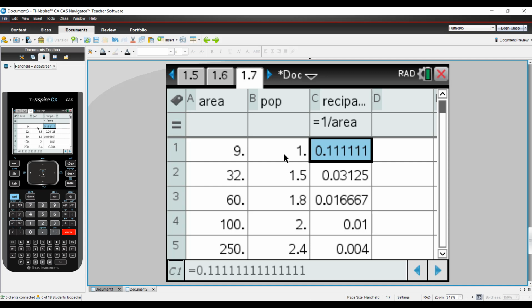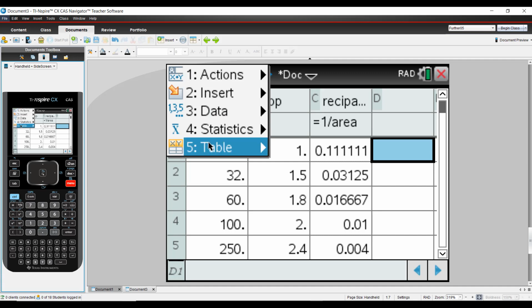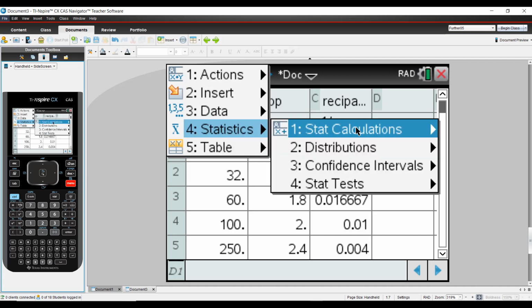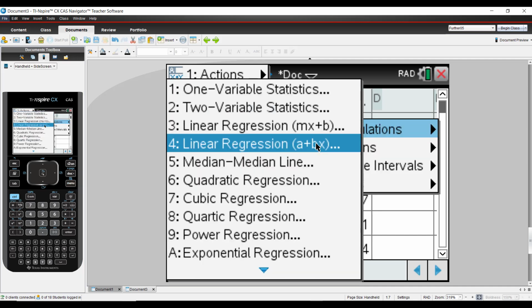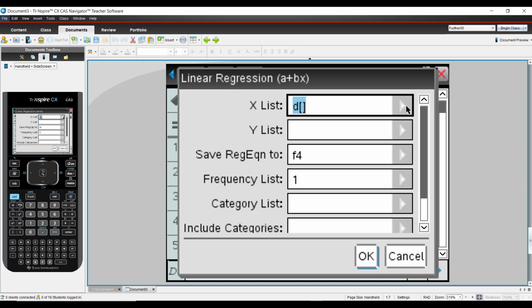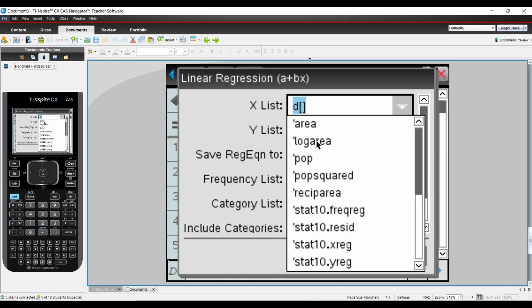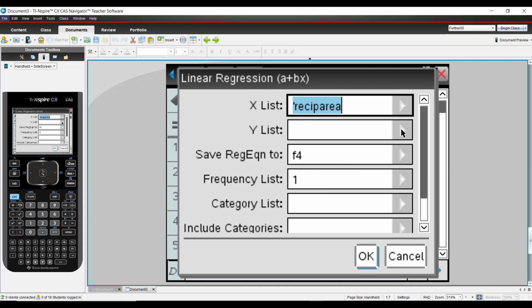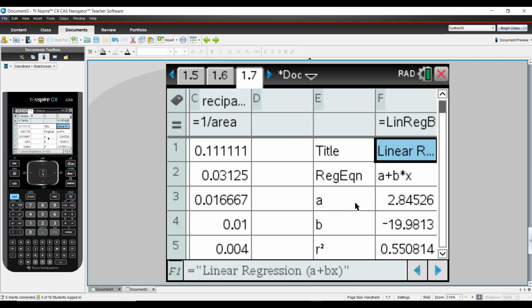Okay, so 1 divided by 9 will give us 0.1111. 1 divided by 32, 0.0325, etc. Okay, so there's our data. Let's see how this one stacks up or compares. Statistics, menu stats, stats calculation, linear regression, a plus bx. Now in terms of the x, we've transformed the x, we're using the reciprocal of area, and the y stays as normal population. You can see here, here's our y-intercept, 2.845.